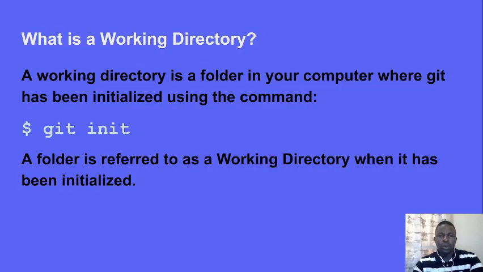What is a working directory? A working directory is a folder on your computer where Git has been initialized using the command git init. A folder is referred to as a working directory when it has been initialized. How can a folder that you want to convert to a Git repository be initialized? It can be initialized by using the command git init. You type it into your terminal.